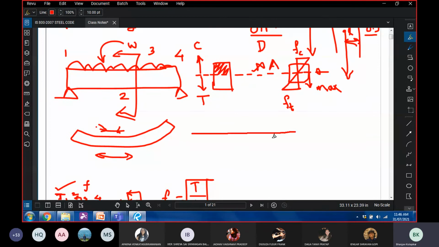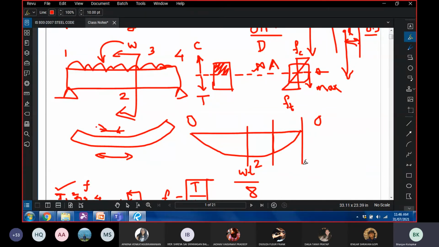Now, if I have to draw the bending moment diagram for this particular case, it will look something like this. At 1, it is 0. At 4, it is 0. At 2, it is WL square by 8. Quick refresher. And at 3, there is something in between. So does it mean that I design a different section here, a different section here, a different section here? No, because practically it would make no sense. So what do I do? I just select the maximum moment and provide the same section throughout the length.